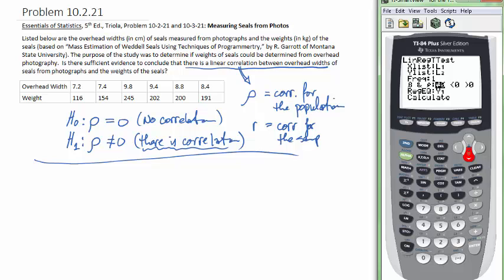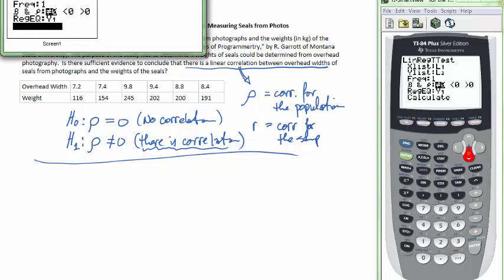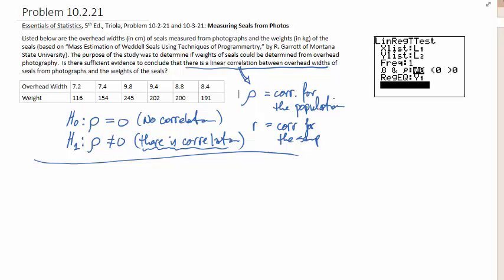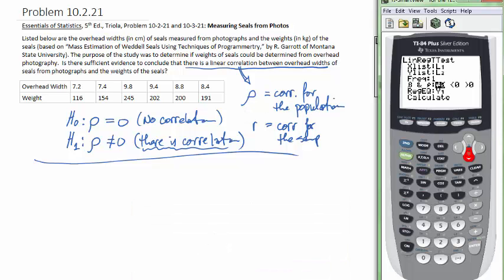Sometimes I find it handy to have the linear regression equation stored somewhere. So for the RegEQ, if you don't have Y1 there, I would suggest that you put it in there one time, and then it'll stay there the next time you use the LinRegTTest. How would you get the Y1 there? You would go to Vars, select Y-Vars, Function, and there's Y1. Okay, so that is your setup. Back to our calculator. Let's hit Calculate.